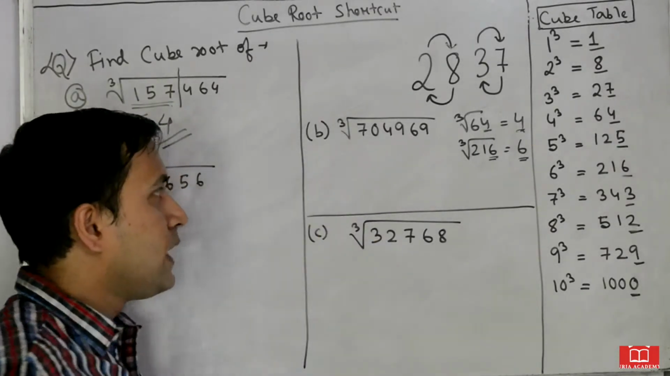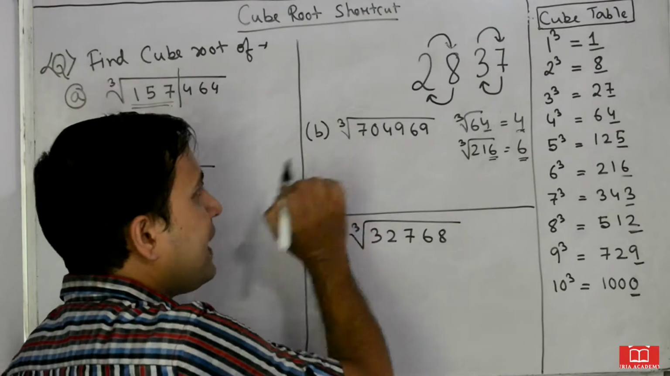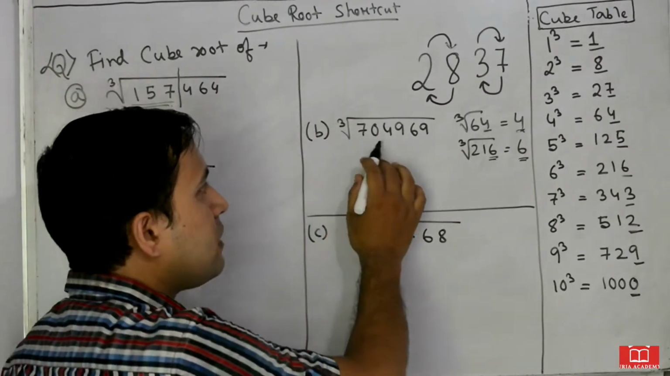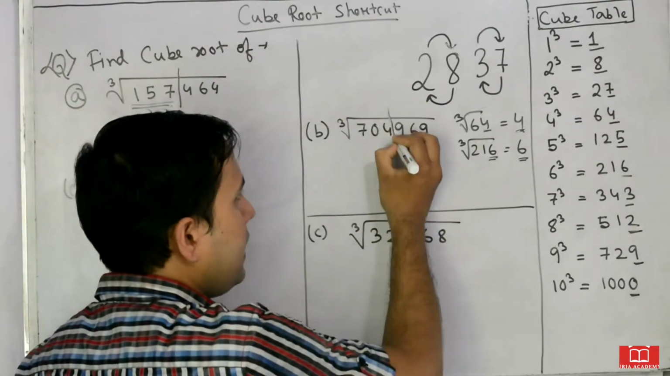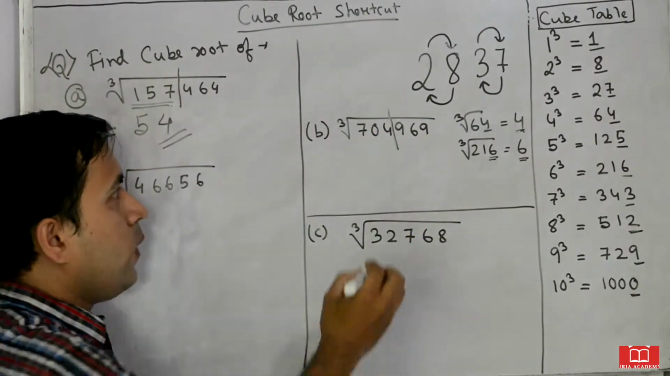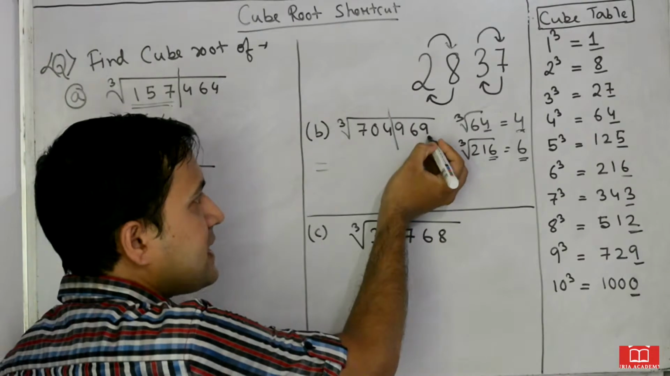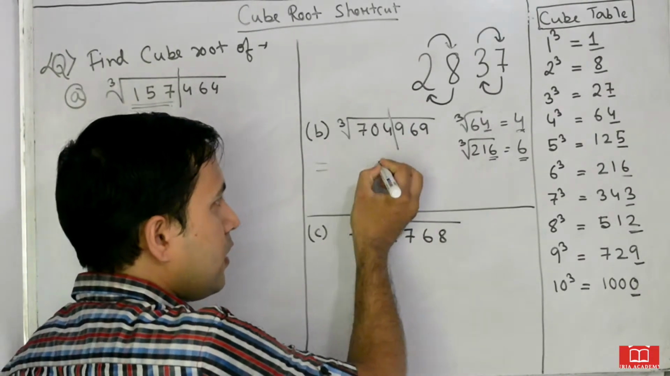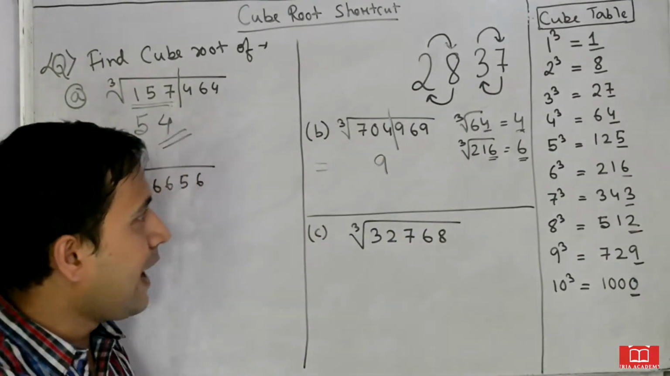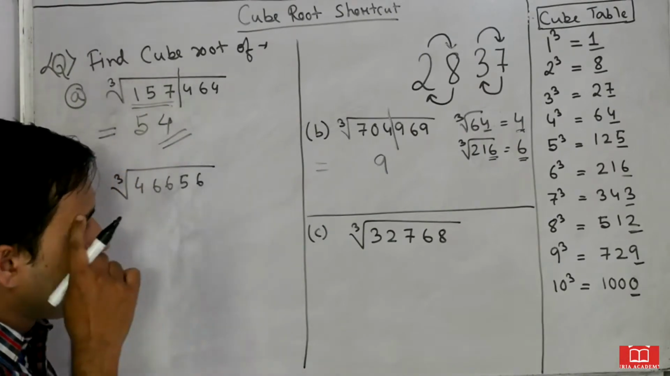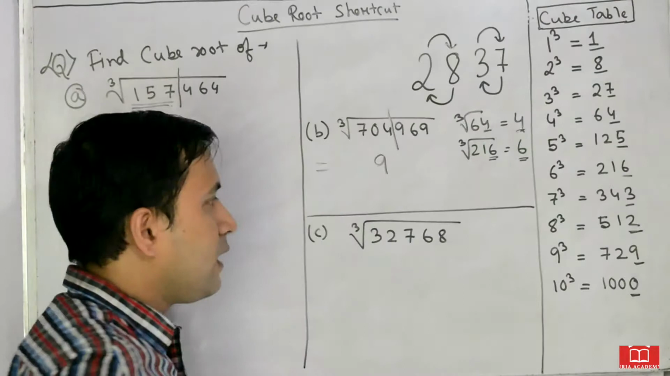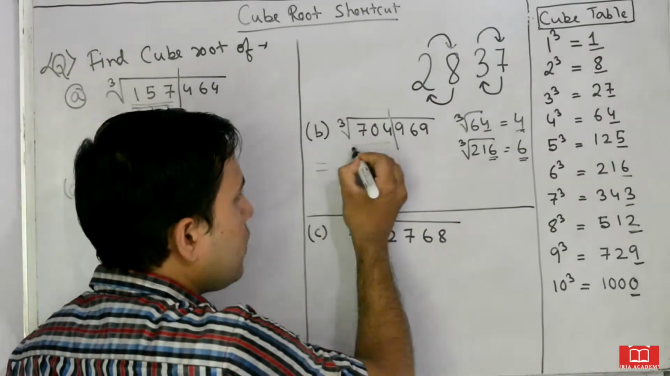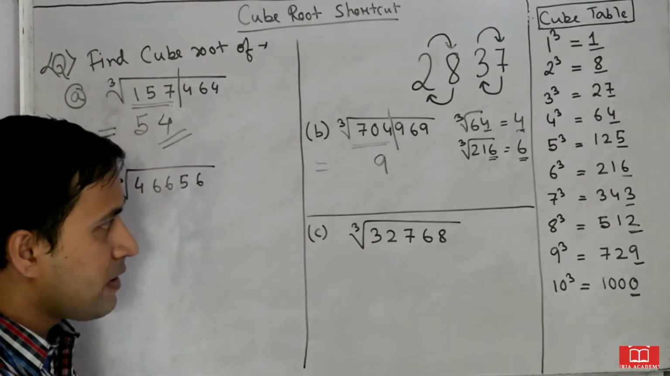Similarly, let us go to the next problem, which is finding the cube root of 704969. So we'll divide it into triplets here. Now the ending digit is 9, so in the answer also we'll get the ending digit as 9 itself. Now let us find out the tens digit. What is the number here? We get the number as 704.